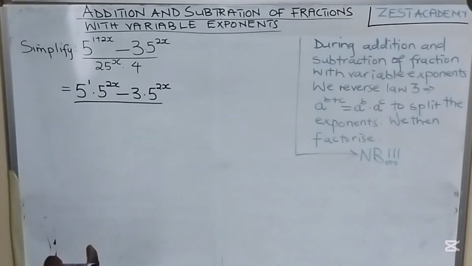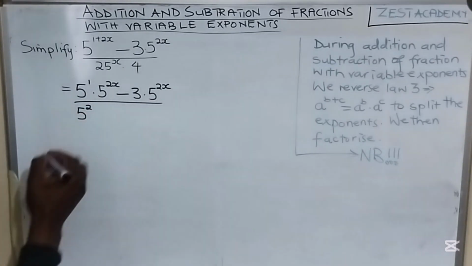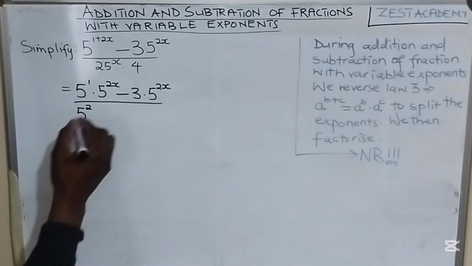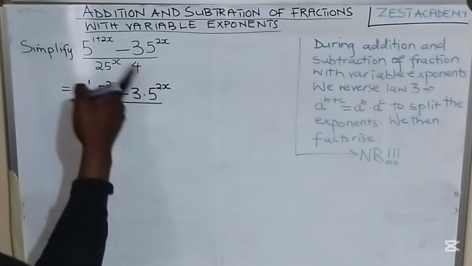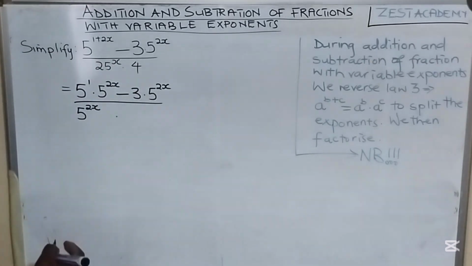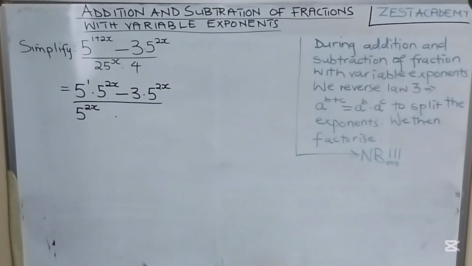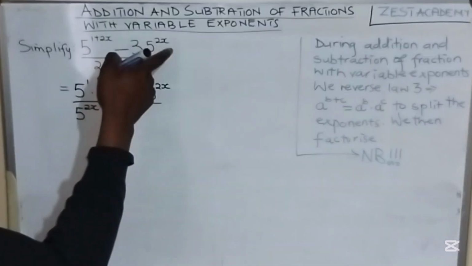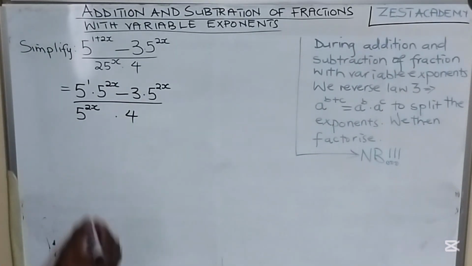Then at the bottom, how can we write 25? We can write 25 as 5 to the power of 2, but because we have the x, it will be 2x. And at the bottom you can see that these two are multiplied, so it's fine. So I can keep the 4 if I want. I can also write that as 2 to the power of 2, but why am I not bothering myself? Because I don't even see any base of 2 on top, so it's fine. I can keep my 4.